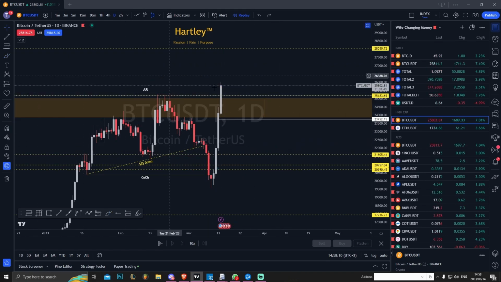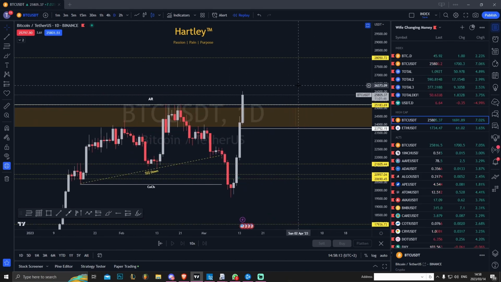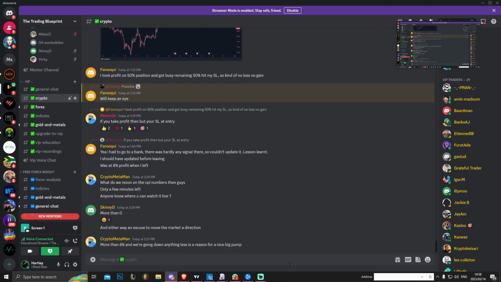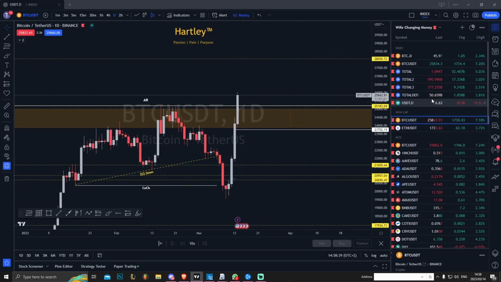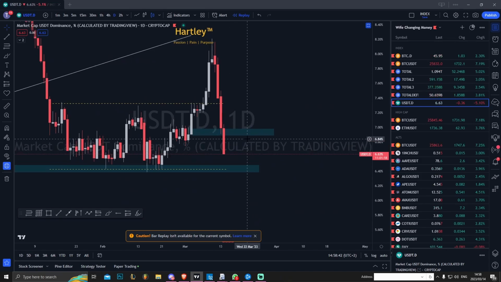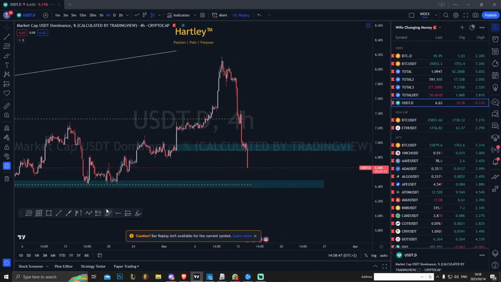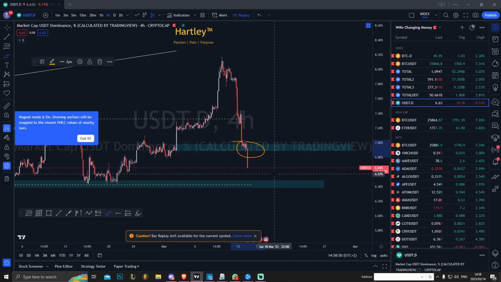What I said earlier in the VIP crypto chat was, I can see a push up to 25.3. The message exactly reads: use this information as you please, but the majority of the market is short. I can expect a push to 25.3 to create a fake out to take the shorts out, and the market can then follow with a reversal. Be careful with taking trades right now. CPI just came out, and we are seeing that play out pretty well. USDT dominance is pushing to the bottom side again. I was expecting us to reverse off of this area over here because we did get some sort of support, but we didn't turn it into a very good support.